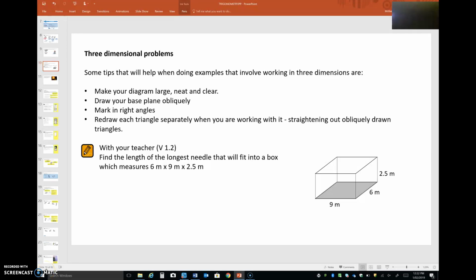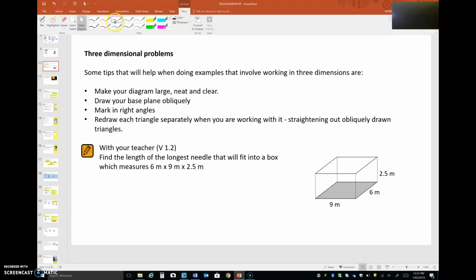General math students, in this video we're going to do some more Pythagoras theorem questions, but they're going to be in 3 dimensions. So you can see this box down here on the bottom right is drawn obliquely. It's a 3-dimensional shape, but it's being represented on a flat page in 2 dimensions. So the question is, what's the longest needle that will fit into that box?